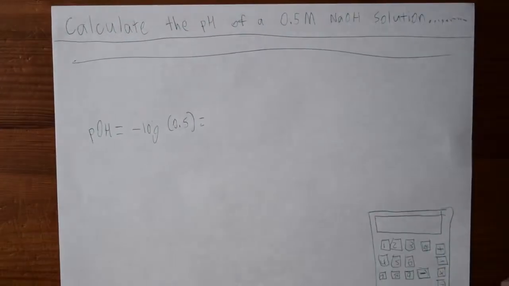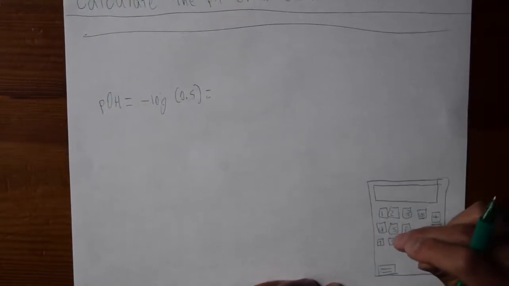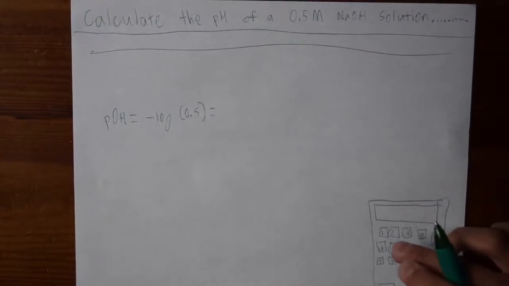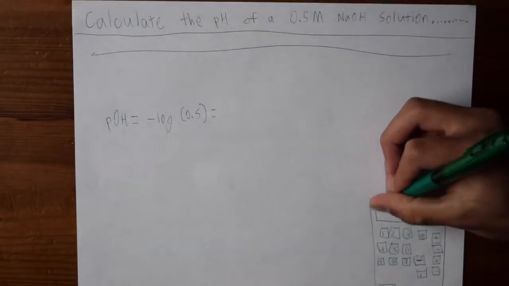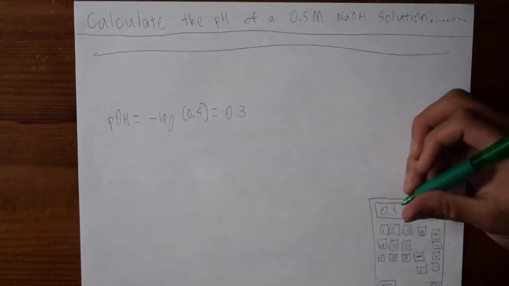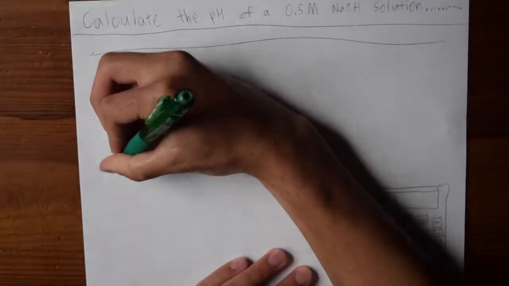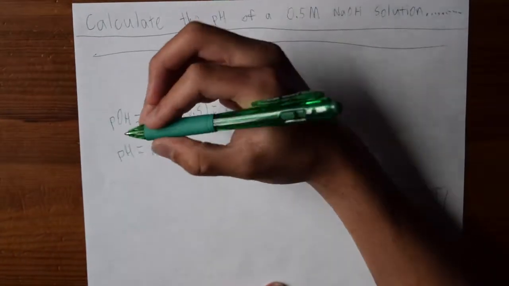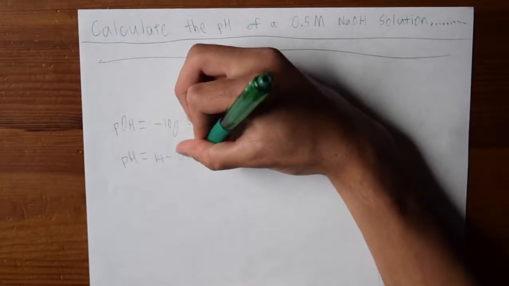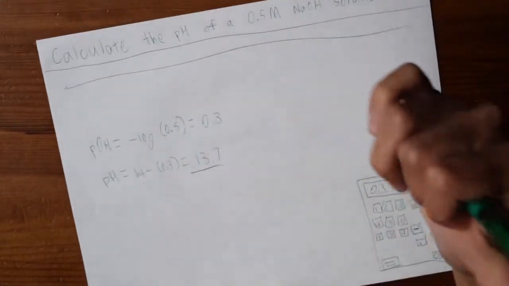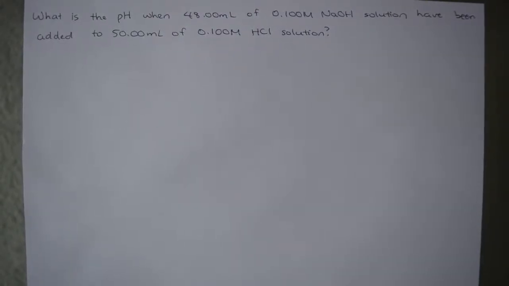And to get that, you just put it in your calculator. So negative log of 0.5 equals 0.3. And from there, you just subtract it from 14 to find the pH. So pH equals 14 subtract the pOH, which is 0.3. And from there you get 13.7. And that's your answer.